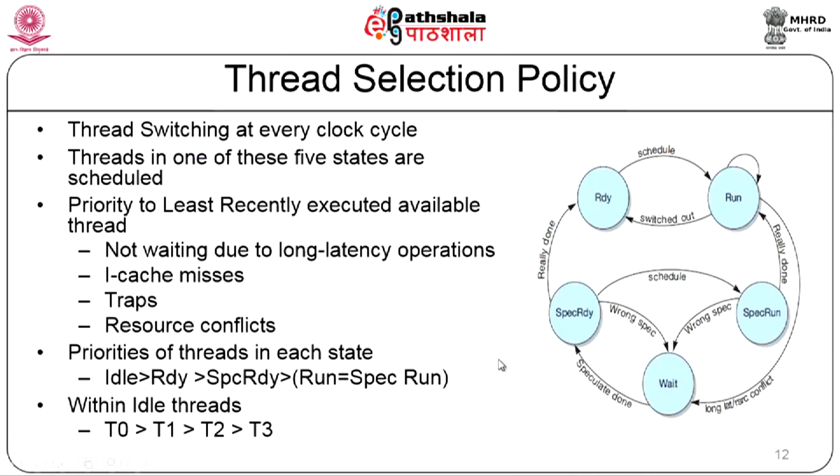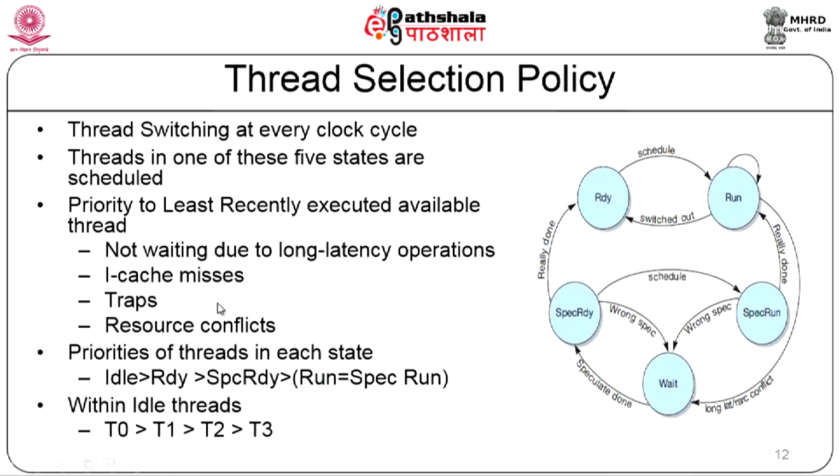So, thread selection policy, you have 5 states which are used here: a ready state, a run state, a speculative ready state, a speculative run state, and a wait state. So, thread switching, as I already mentioned, this is fine grained threading that is used here. Thread switching occurs at every clock cycle. Threads in one of these 5 states are scheduled according to the thread selector. Priority is given to the least recently executed available thread.